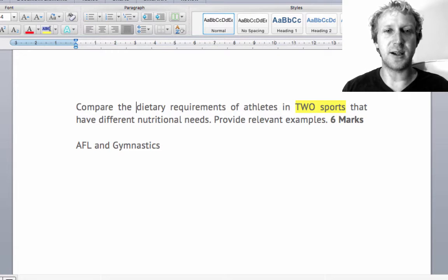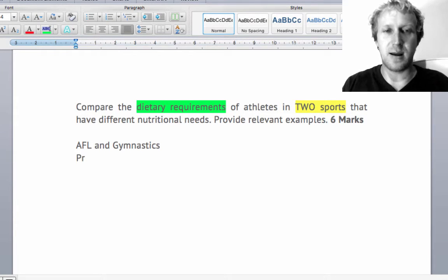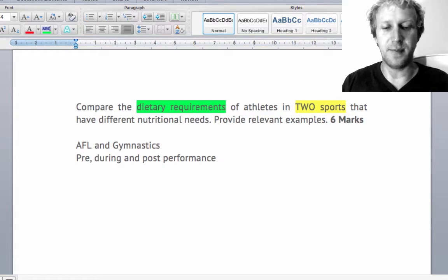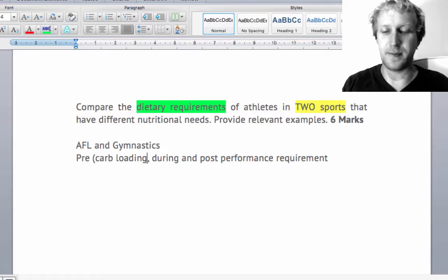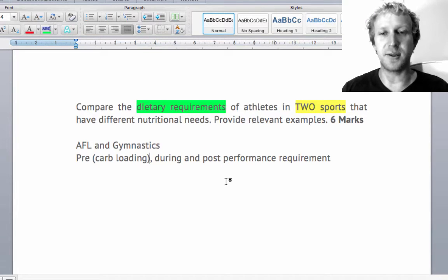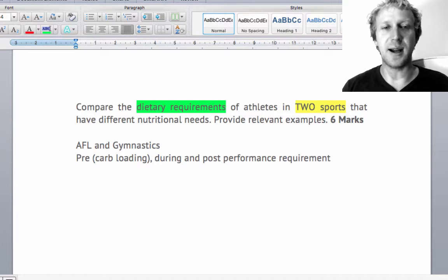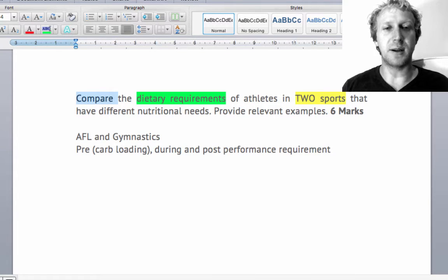Now it says here dietary requirements, and our dietary requirements, if I remember back to the syllabus, we have pre, during and post performance requirements. And then of course this pre stuff is also going to include carb loading. Okay, so what I'm essentially going to do as I structure this is I'm going to look at both of these because I have to compare them. So I'm going to use both.